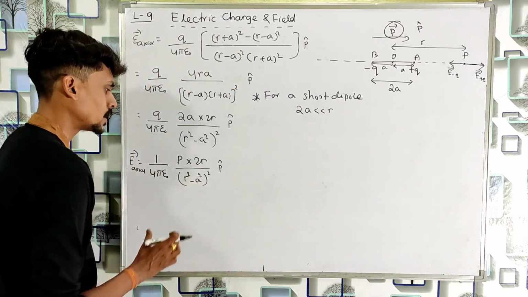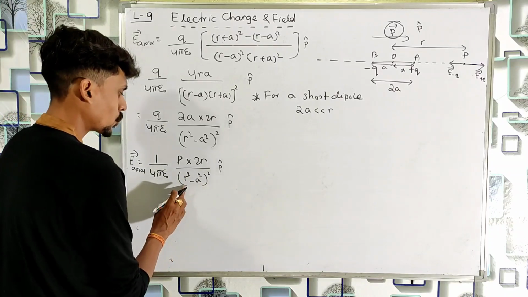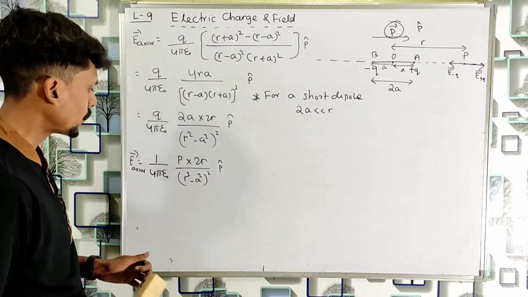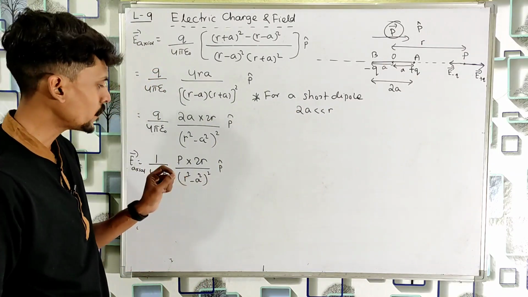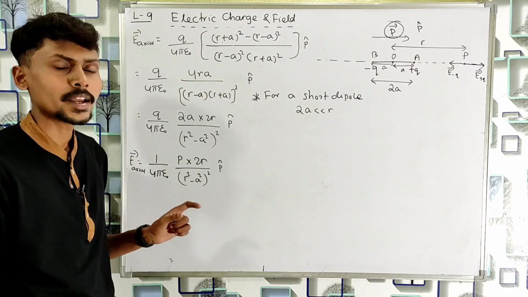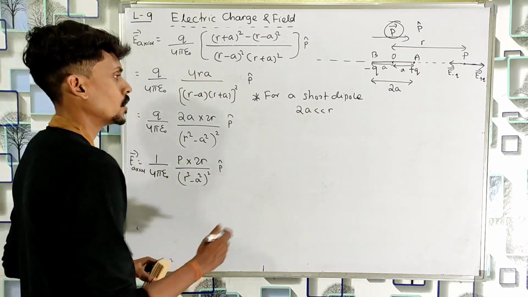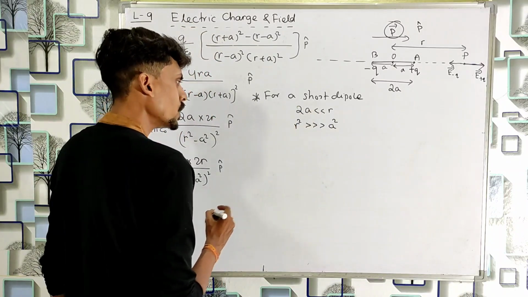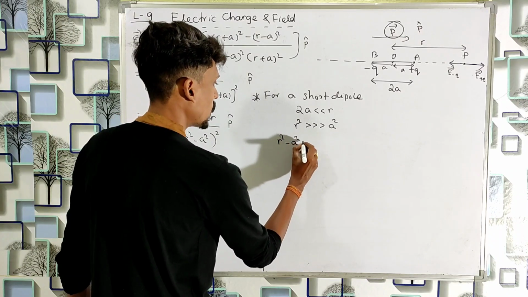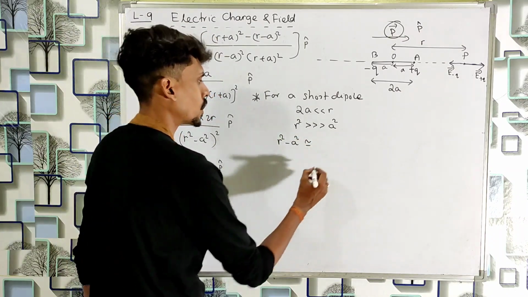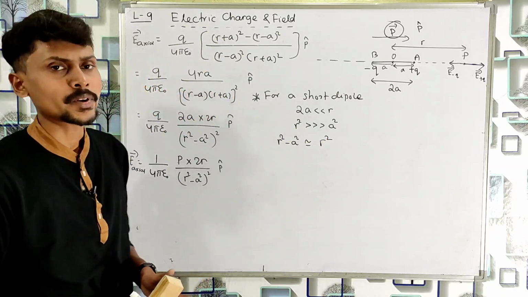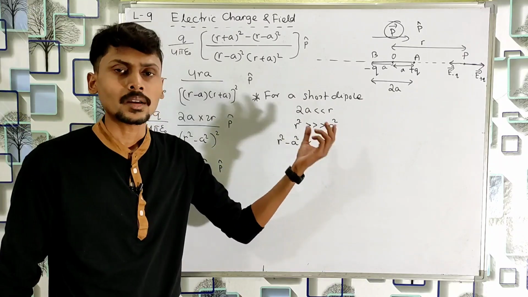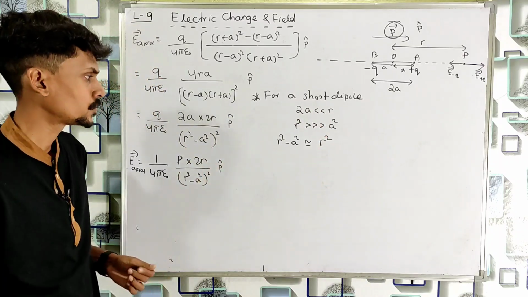Means look at this denominator here. We have R square minus A square. If the dipole length is very small than R, then definitely A square is very small than R square, or R square is very large compared to A square. Means R square is very large than A square. So in that case, R square minus A square is approximately equal to R square, because when you subtract a very small quantity from a very large quantity, the result will be approximately equal to the large quantity.